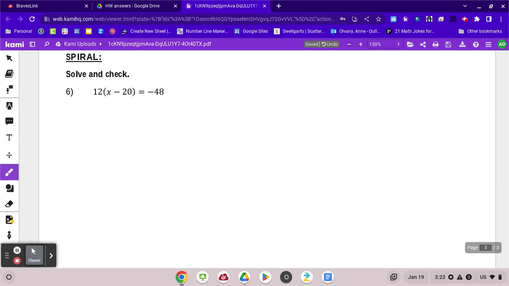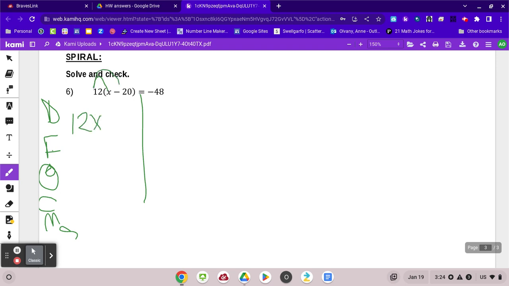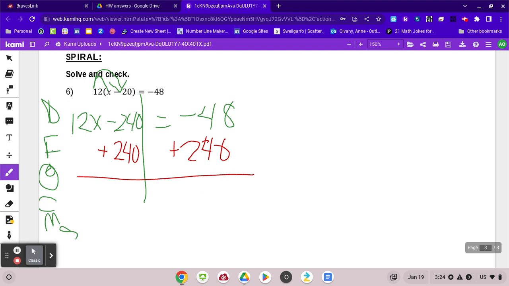And here's a little review. Thank goodness we have an equal to sign. Remember, we're going to distribute first, doing fine at CMS. This is 12x. This is 12 times -20. So this is minus 240 equals -48. I am going to add 240 to both sides. Okay, that leaves me 12x equals -48 plus 240 is 192.